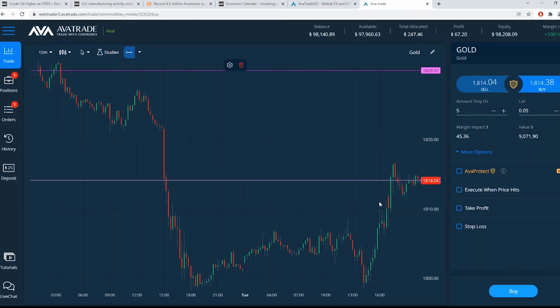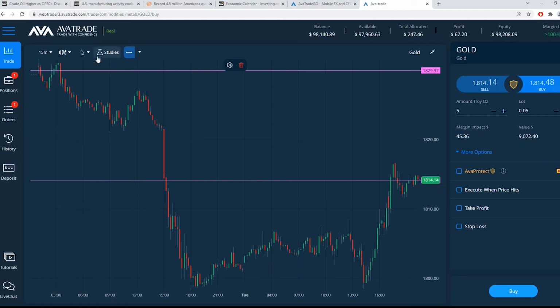Right now it went above that price level, back below, above, back below, above, back below. You see that this is an important price level. The market can't decide whether to go above or below that price level. So what do we do in this case?